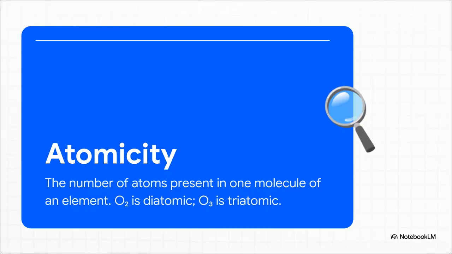You know, chemists even have a word to describe how many atoms are in one of those element molecules. It's called atomicity. Sounds fancy, but it's not. Since an oxygen molecule has two atoms, we call it diatomic. Di for two. Ozone, which is O3, has three oxygen atoms, so it's triatomic. It's just a simple way to count them up.